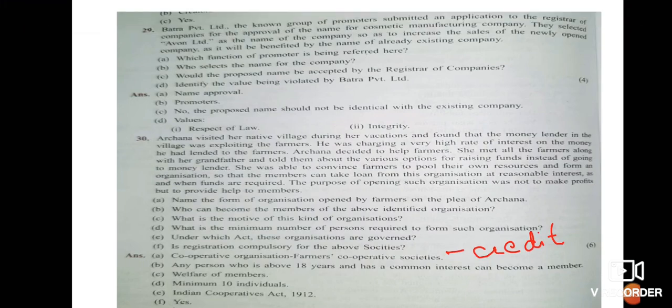Children, so here who can become the member of the above identified organization? Any person who is above 18 years and has a common interest can become a member. Then what is the under which act these organizations are governed? Indian Cooperative Act 1912. And we have left out with question number C. What is the motive of this kind of organization? Welfare of the members. And the last one, is registration compulsory for this organization? Yes, it is compulsory. So this is the way you'll be doing the case studies.